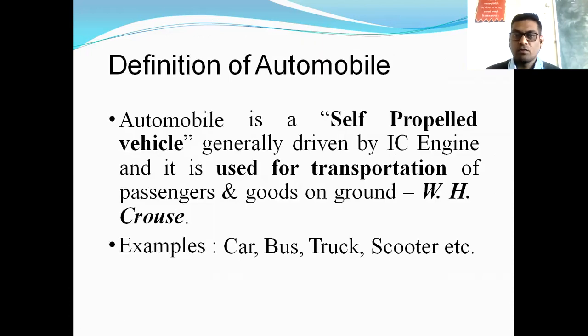This is the definition of automobile given by W.H. Krauss. The definition statement is mentioned here. Automobile is a self-propelled vehicle generally driven by an IC engine and is used for transportation of passengers and goods on the ground. We have already discussed the self-propelled vehicle and automobiles, which travel on the ground for the transportation of goods and passengers. This is the definition given by W.H. Krauss. Examples are mentioned below: car, bus, truck, scooter, etc.